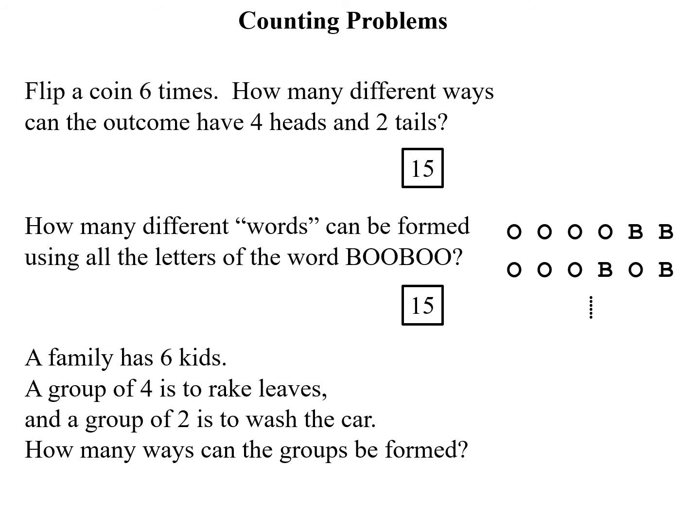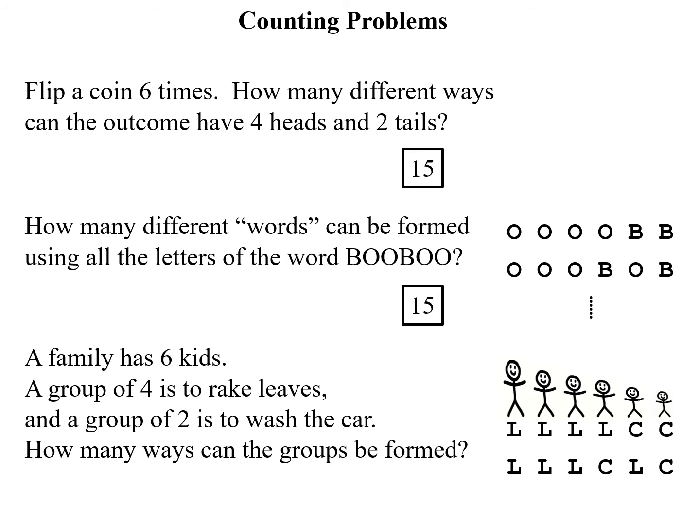Here's another counting problem. A family has 6 kids. A group of 4 is to rake leaves, and a group of 2 is to wash the car. How many ways can the groups be formed? Let me introduce you to the 6 kids. The oldest one is the tallest one. We can assign the chores like this: leaf, leaf, leaf, leaf, car, car. So the 2 little ones are washing the car. Or we can assign the chores like this: leaf, leaf, leaf, car, leaf, car, etc. You can see that this is the same as the coin problem. You get 15. Pascal's triangle can solve all these problems.